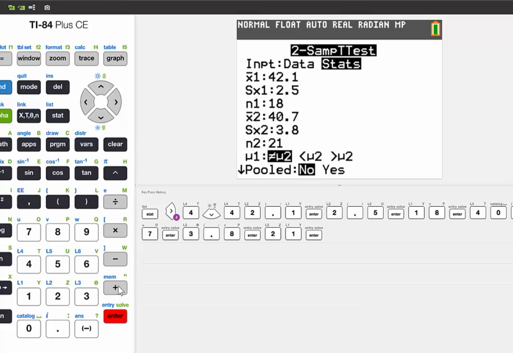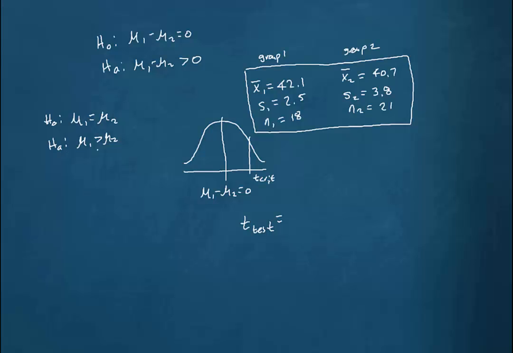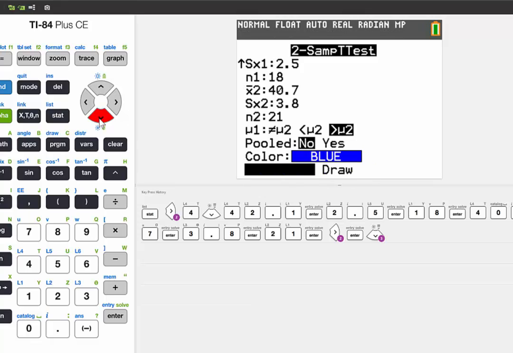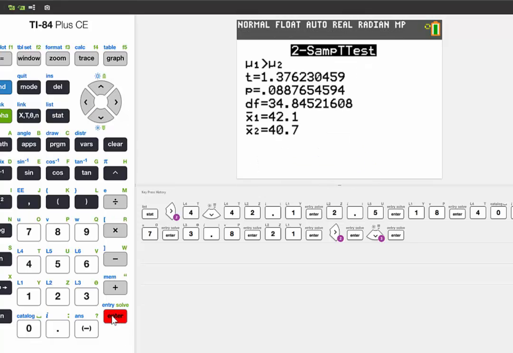Then we would need to make sure that we get the direction of the inequality in the alternative hypothesis correct. This was going to be a right tail test, so we'll say greater than mu2. Remember, we said that this particular orientation could also be stated as mu1 greater than mu2. Make sure that we have pooled no, and then come down and hit calculate. And we can see that our t-test value is 1.376 and our p-value is 0.0888.